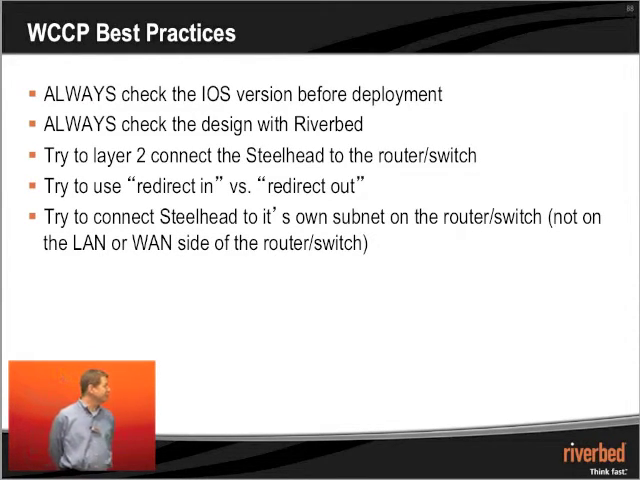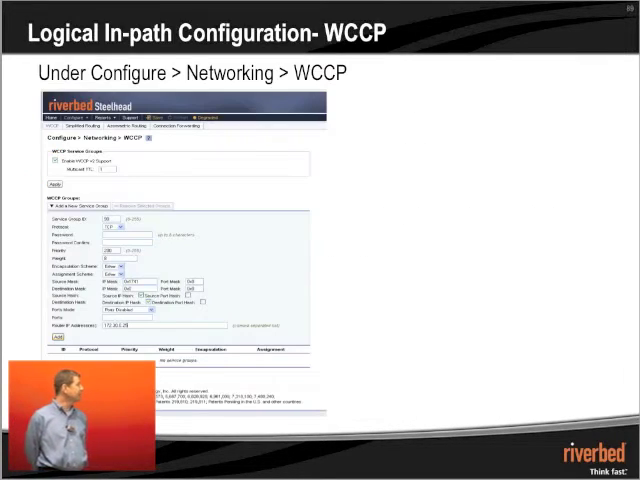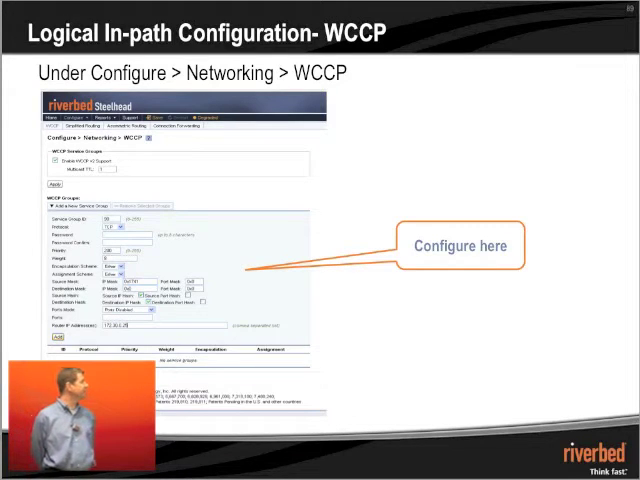Also, try to connect the steelhead onto its own subnet on the router or switch. We don't want the steelhead to be sharing a subnet, for example, with a cluster of servers. Configuring WCCP is done in the networking section of the configure portion of the steelhead GUI, as shown here.